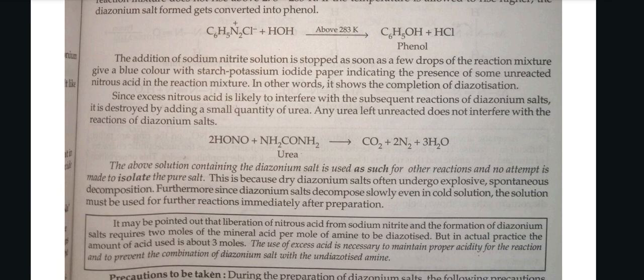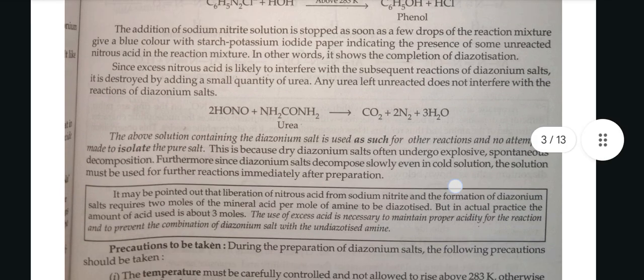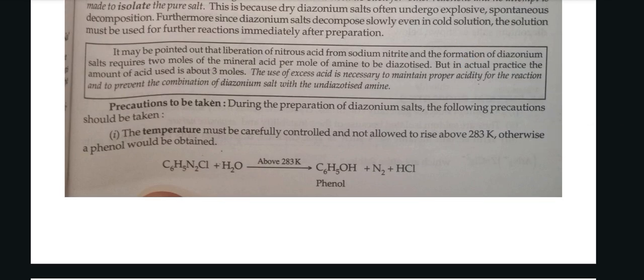Furthermore, since diazonium salt decomposes slowly even in cold solution, the solution must be used for further reaction immediately after preparing. It may be pointed out that liberation of nitrous acid from sodium nitrite and formation of diazonium salt require 2 moles of the mineral acid per mole of amine to be diazotized, but in actual practice the amount of acid used is about 3 moles. The use of excess acid is necessary to maintain proper acidity of the reaction and to prevent the combination of diazonium salt with the undiazotized amine.